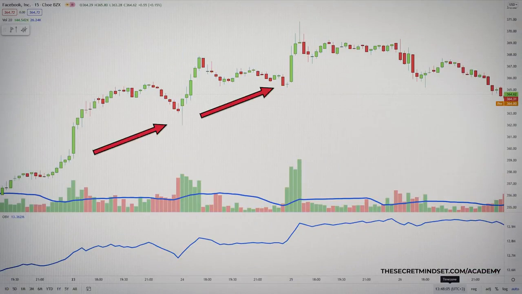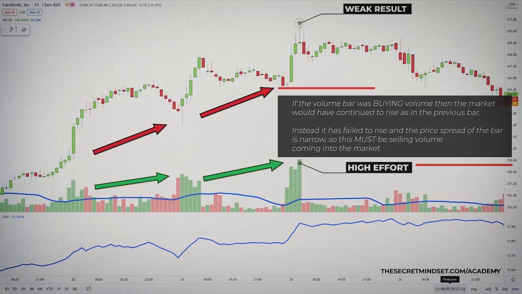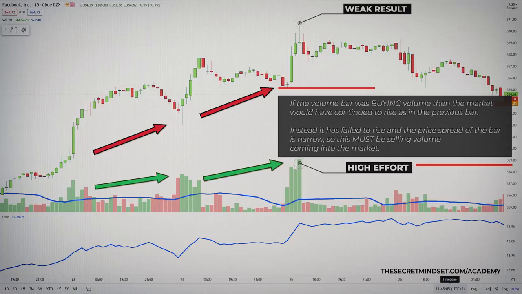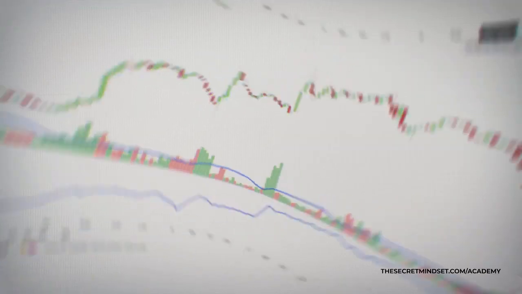Here we can see that the market has been rising strongly, with increasing volume, a positive sign. However, on the last bar, the volume has been ultra high, but the market decreased with a narrow spread price bar. What's happening here? In simple terms, the buyers are no longer interested at this price, and the trend reversal is imminent. If the volume bar was buying volume, then the market would have continued to rise as in the previous bar. Instead, it has failed to rise, and the price spread of the bar is narrow. So this must be selling volume coming into the market.